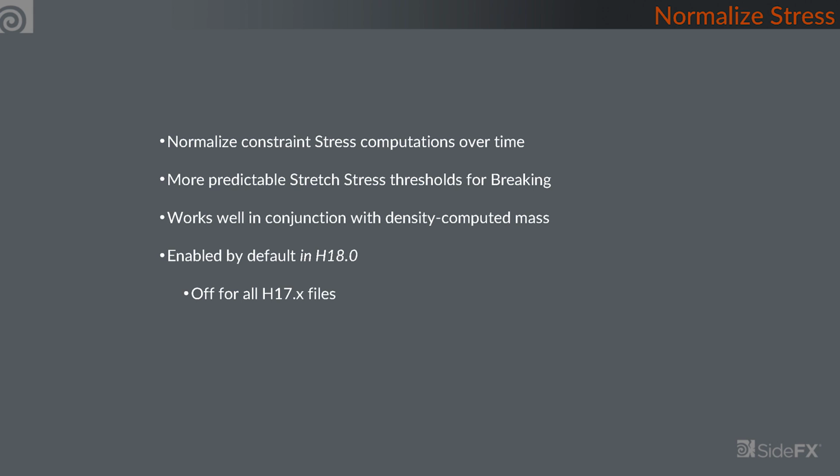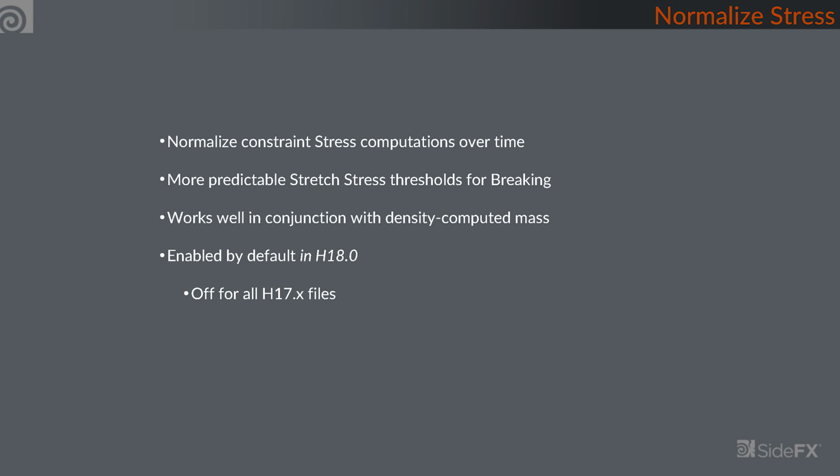And this is important mostly in the context of breaking or tearing cloth based on something like a stress threshold. So we can now normalize these computations over time, which just means if you need to change the substeps for some reason, if you, for instance, introduce some very fast moving collision geometry and need to increase the substeps, you shouldn't have to change the values you're using for those thresholds very much relative to the previous versions of Houdini.